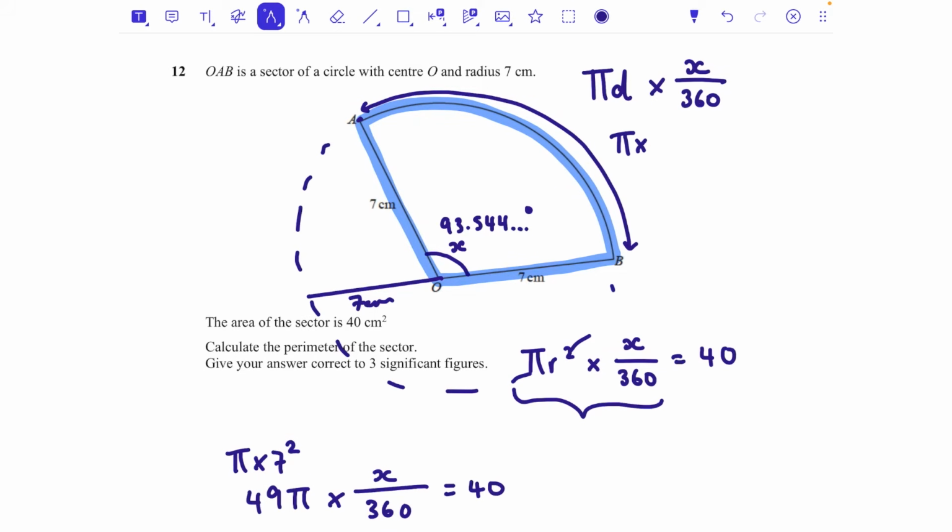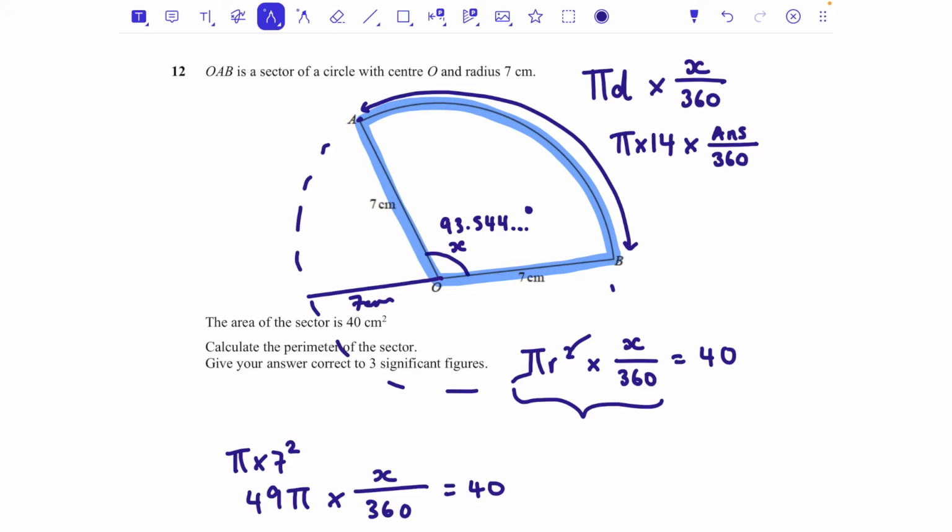So pi times 14 times, and I'm actually just going to use the answer button in my calculator because I've still got that X answer in there, and that's just going to keep it super accurate. So I'm going to type pi times 14 times, and then I'm using that fraction button, putting answer on the top and 360 on the bottom.